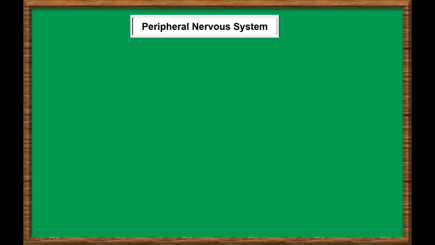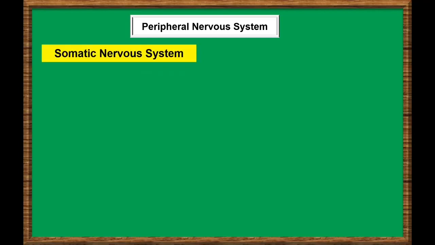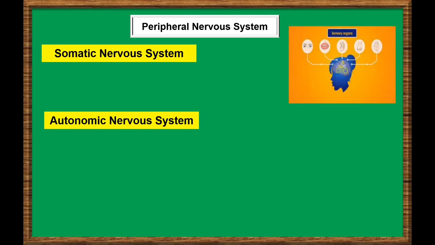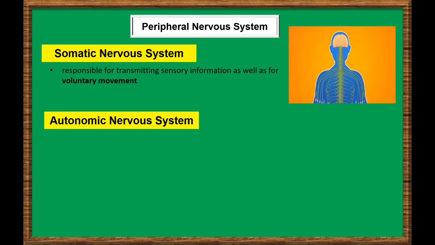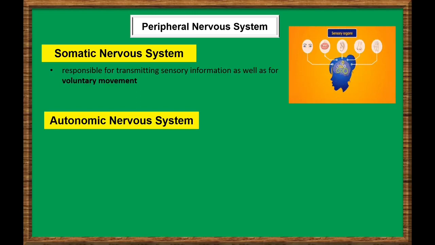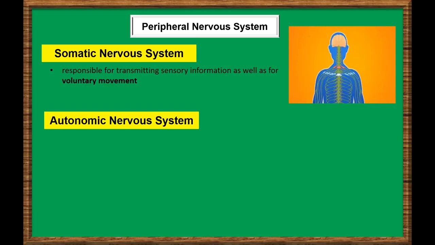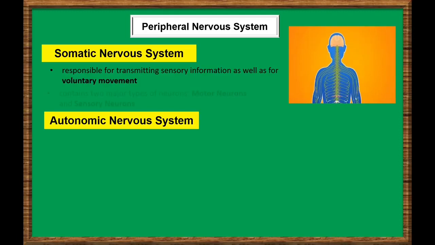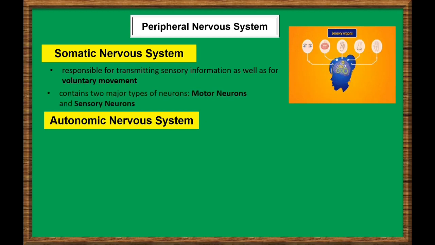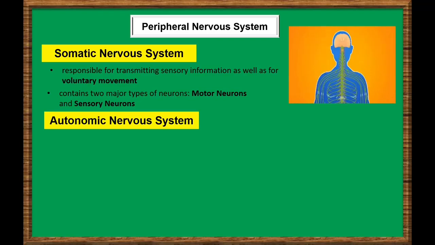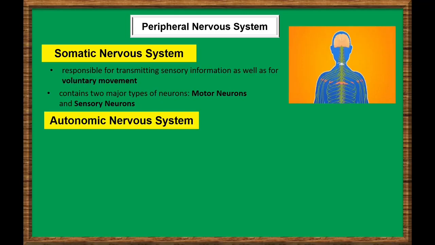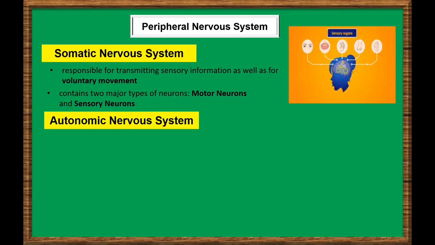The peripheral nervous system itself is divided into two parts: the somatic nervous system and the autonomic nervous system. The somatic system is responsible for transmitting sensory information as well as for voluntary movement. This system contains two major types of neurons: motor neurons or efferent neurons, and sensory neurons or afferent neurons. The motor neurons allow us to take physical action in response to stimuli in the environment, while the sensory neurons allow us to take in sensory information and send it to the brain and spinal cord.